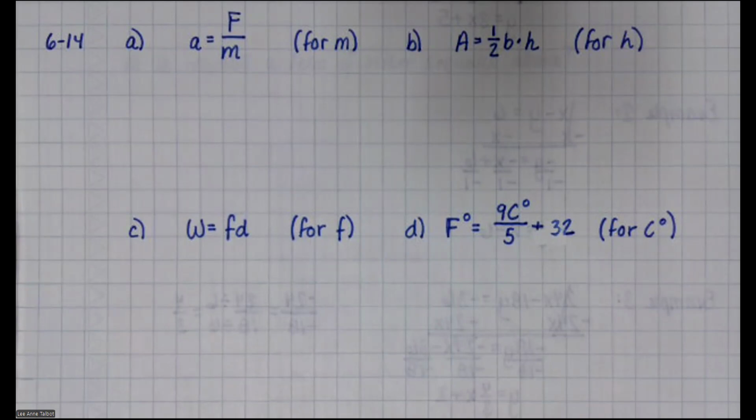Think that first one you might know from physics. You guys do the triangle thing from physics? Yeah, that's what this is. Acceleration equals force over mass. The second one is the area of a triangle. Third one is work equals force times distance.